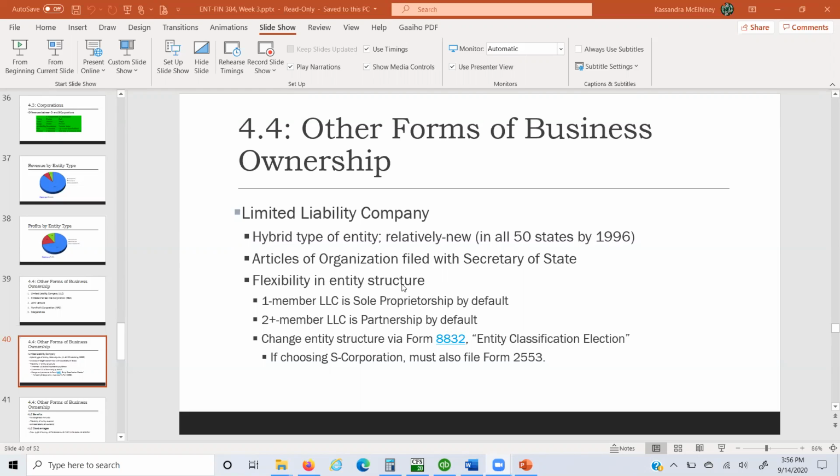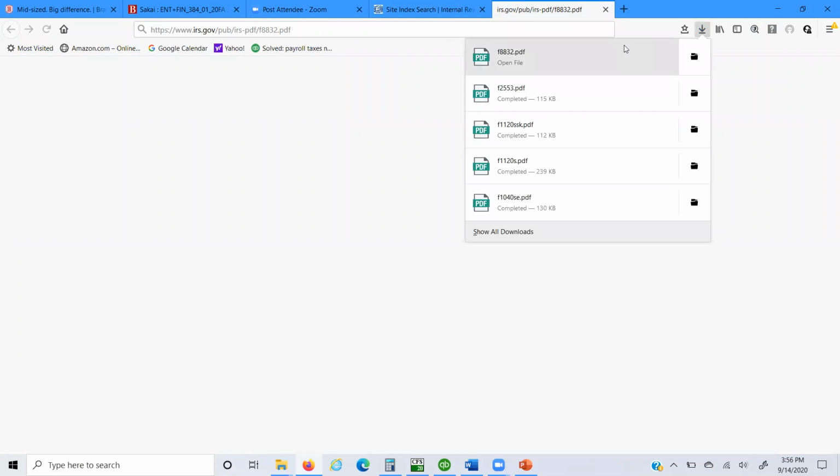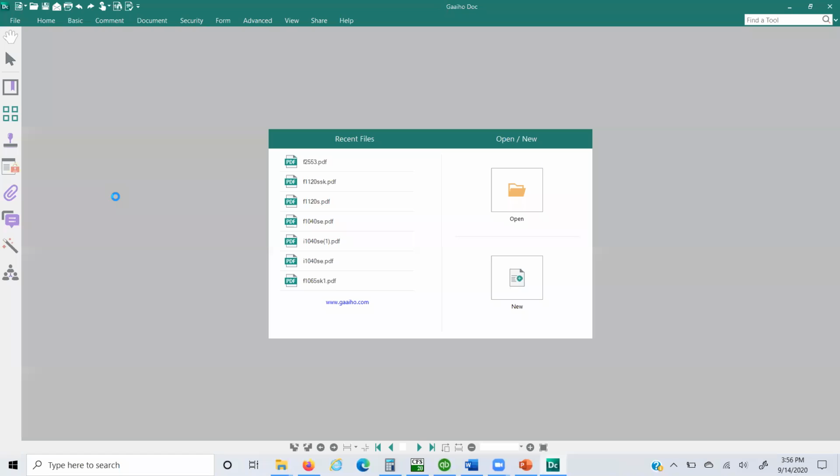You do have flexibility in your entity structure. By default, your one-member LLC is a sole proprietorship. You can decide to change that. You could change to a C Corp or an S Corp. To change entity classification with the IRS, you have to file what's called a Form 8832. And that is filed with the IRS. And it is this form here.